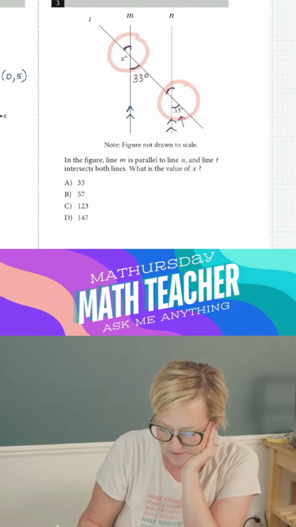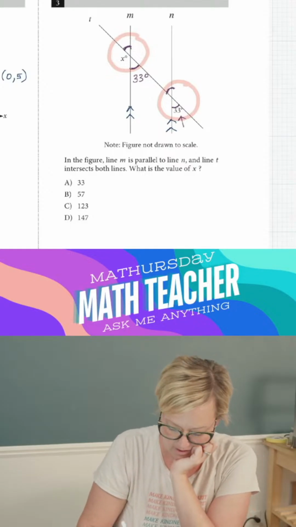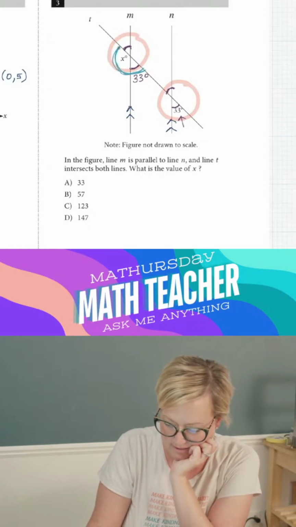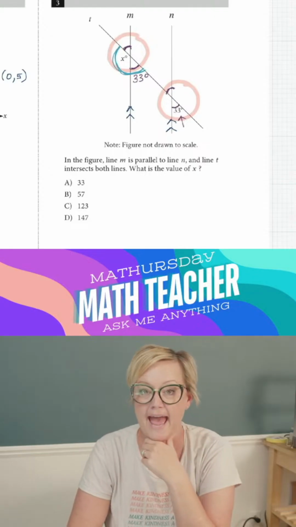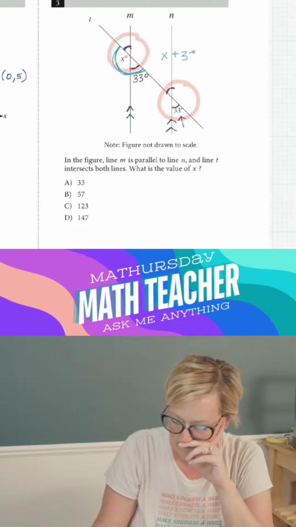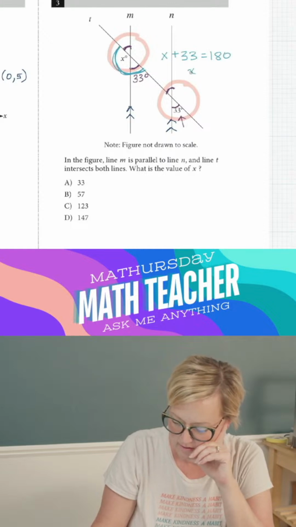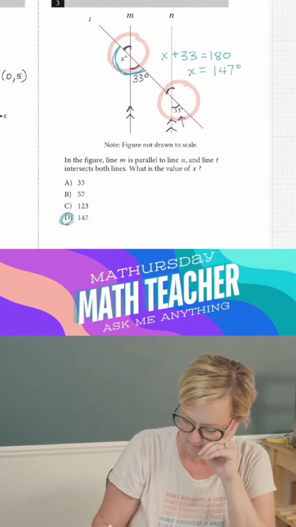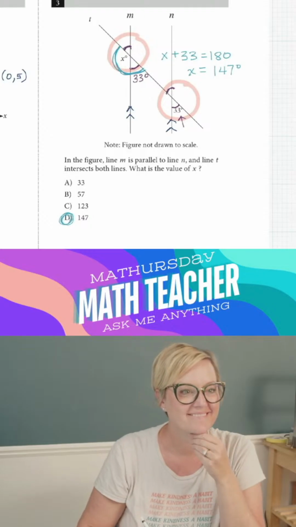Okay, so that means that if this one down here is 33 degrees, this one up here is also 33 degrees. Okay, so then these two angles combined are a linear pair. They're going to add up to 180. So what that means is that x plus 33 is 180. So x equals 147. So that's going to be D.